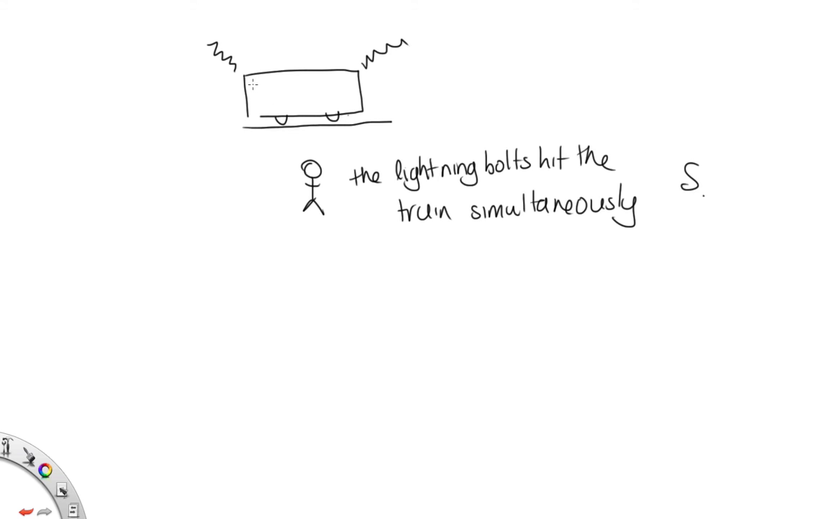Now inside the train we have the reference frame S dash. It's moving with a speed u in this direction. And here's your friend sitting right in the middle of the train. Now your friend is actually travelling towards this lightning bolt. So they actually see this lightning bolt hit first. So in S dash, let's call this A and this one B, lightning bolt A hits first. And so you do not agree that these two events happen simultaneously.